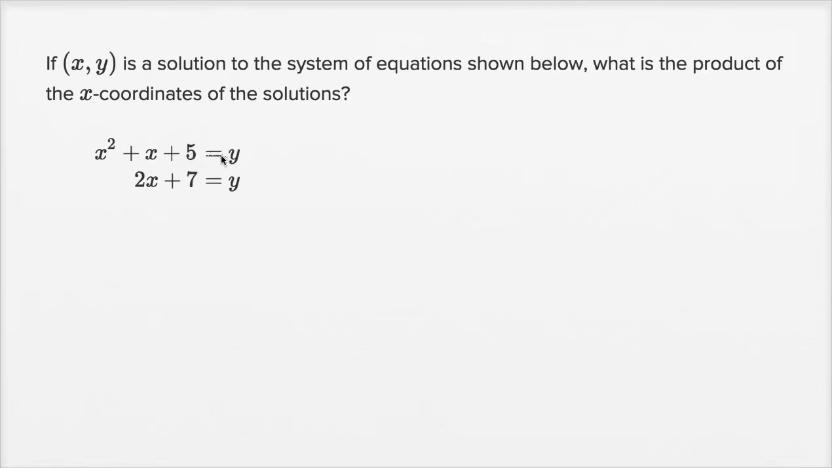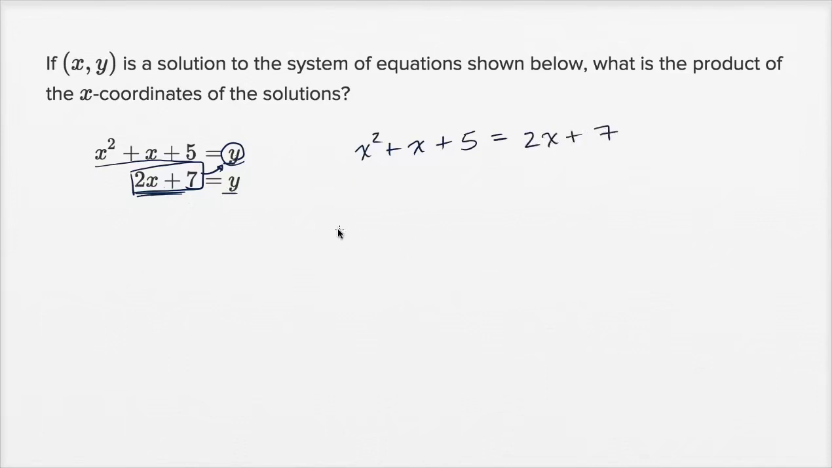Well, lucky for us, both of these have been solved explicitly for y. So this thing is equal to y, and this thing is equal to y. So for the x and y where we get the solution, this thing must be equal to this thing right over here, because they're going to be equal to the same y. So let's do that. We could view this as a substitution. Where we see y here, we can substitute it with 2x plus 7. So on the left-hand side, you get x squared plus x plus 5 is equal to 2x plus 7.